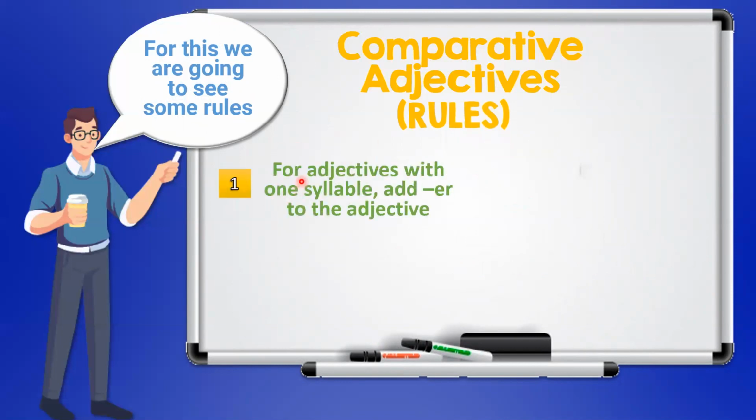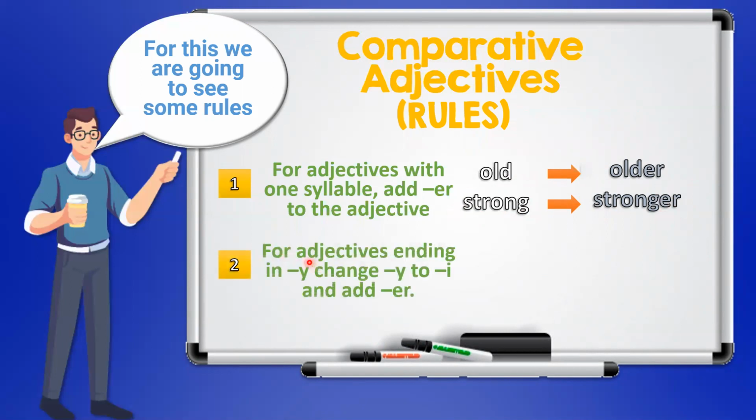The first rule says that for adjectives with one syllable, add er to the adjective. For example, old, one syllable. Older. Strong, one syllable. Stronger. We add er to the adjective. In the rule number 2, we have for adjectives ending in y, change y to i and add er. For example, pretty, we change y to i and then er for prettier. Crazy, crazier.